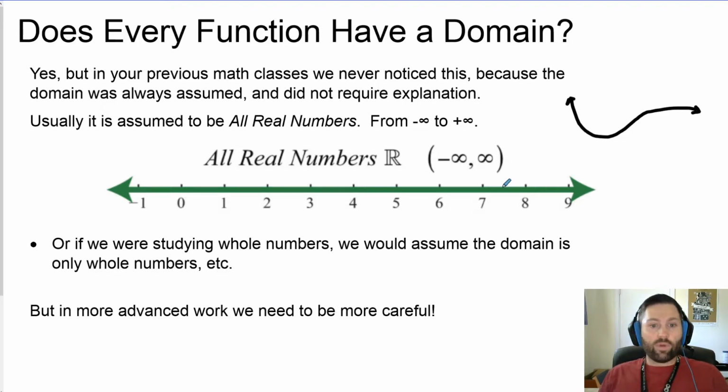If we were only studying whole numbers, though, like if we had a specific limit on our domain, we would assume that that domain is only whole numbers, etc. When it comes to the more advanced work that we're going to be doing, we need to actually be more careful. So this is why we're talking about the formal definition of domain and range.